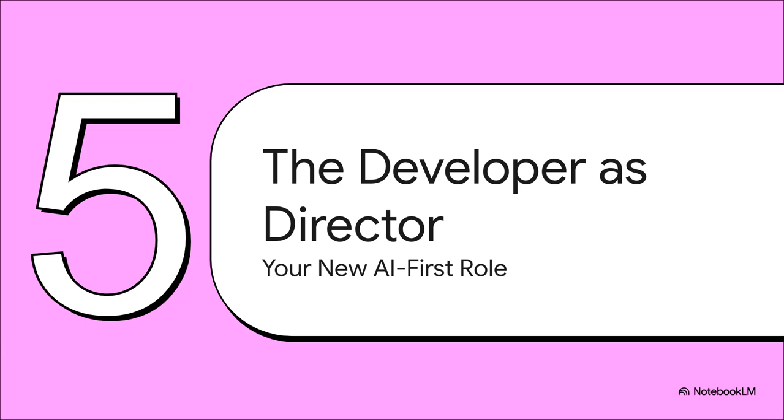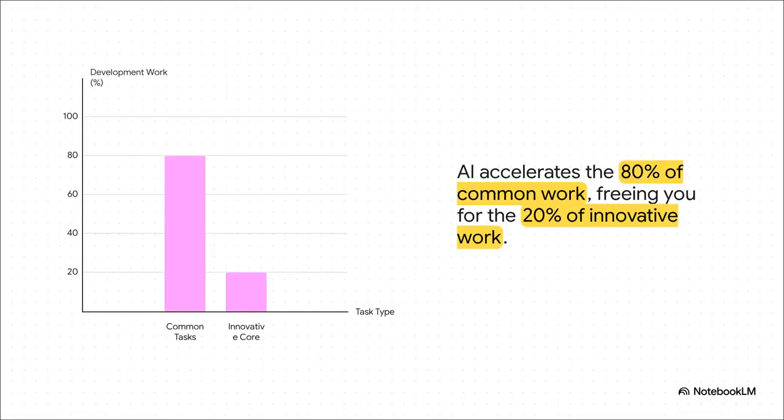Okay, let's pull back for a second and think about what this all means for the role of the developer. If the AI is doing more and more of the hands-on coding, what's left for the human to do? The way things are shaking out, it looks like an 80-20 split. The AI is fantastic at accelerating that 80% of development work that's pretty common and well understood. Setting up servers, building user authentication, creating basic interfaces. This frees up us humans to focus our energy on that 20%, that is the unique, innovative, high-value core of the application.